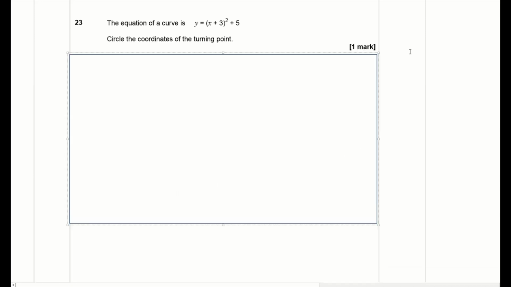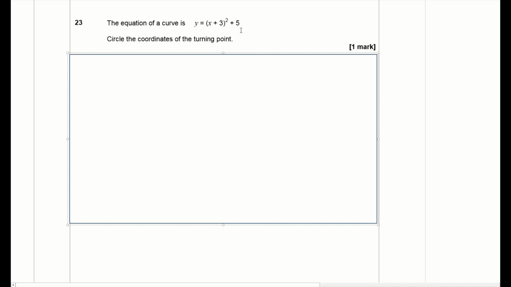Question 23. The equation of a curve is y equals (x plus 3) all squared plus 5. Circle the coordinates of the turning point. Now there's a very quick way here that you can actually get the turning point, but a couple of observations. First of all, this is a quadratic curve, and it's also in the complete the square format, where you have the square part here and the plus 5 which completes the square.